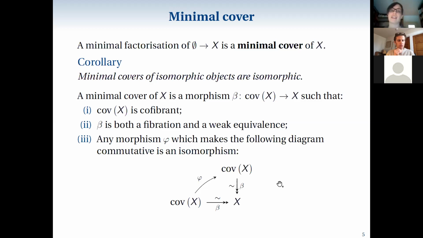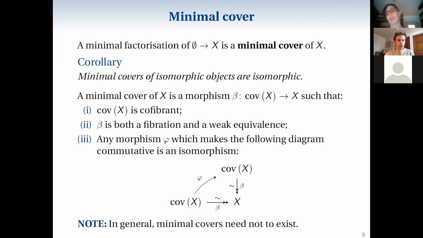So what I'm saying is that once I decide what my fibrations and weak equivalences are, I know what kind of information they are retaining. And the minimal cover is a nicer object in the sense that it's cofibrant and thus maybe simpler, and it retains this information carried by the weak equivalence and the fibration. And then I have the minimality condition. So I want that any morphism that makes this triangle commute is actually an isomorphism. As before, the minimal cover, since it's a minimal factorization, need not exist. So we may miss that.